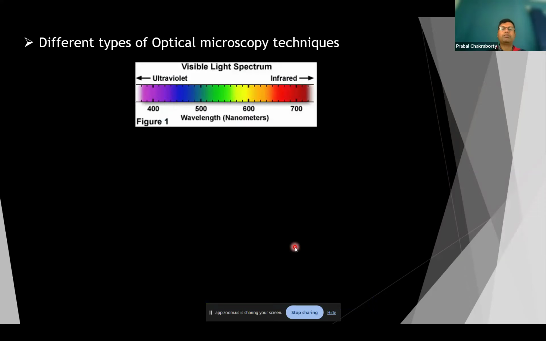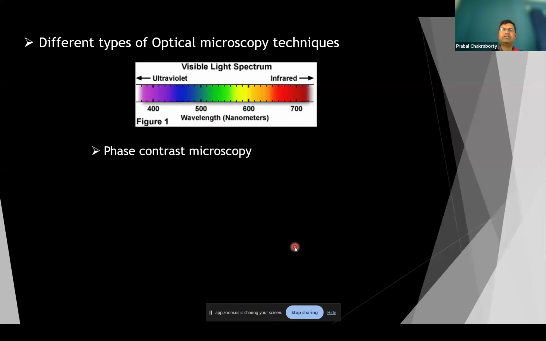So when we talk about optical microscopy, generally we can use the whole spectrum, which is from 400 to 700, our visible spectrum, or we can use a particular area or bandwidth of light for excitation of the fluorescence that we generally use for our fluorescence imaging.